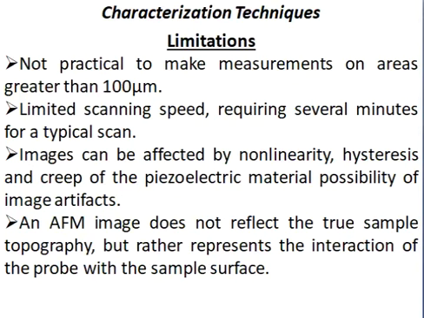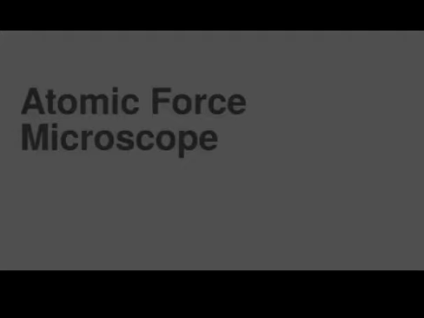An AFM image does not reflect the true shape of the topography, but rather represents the interaction of a probe with a sample surface. This is a problem whenever the exact surface is to be topographed, where a vertical surface, or a certain sudden fall in the surface, is not shown as exactly vertical in the image. Instead, it will be shown as an inclined surface. So that variation will be there whenever we use this kind of technique for measurement or characterization.